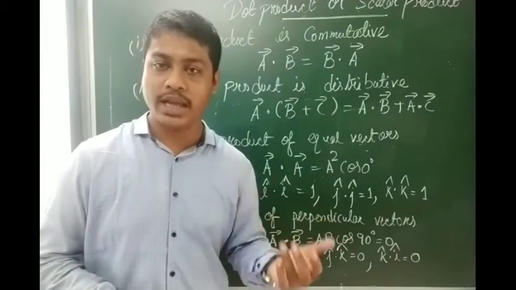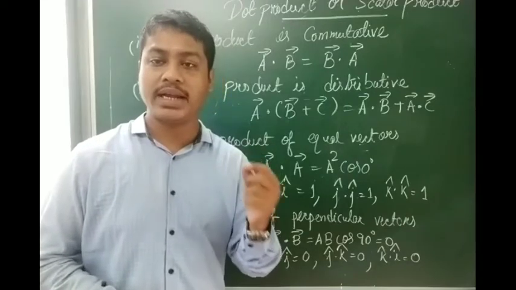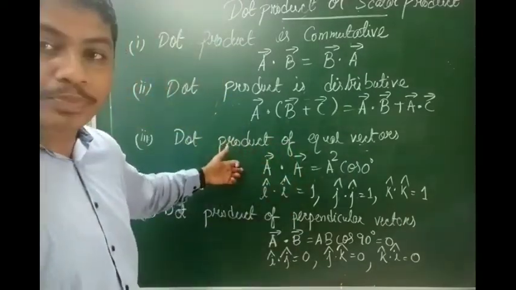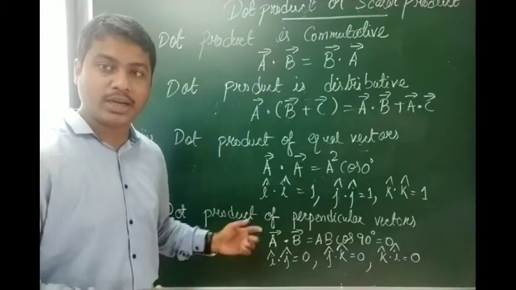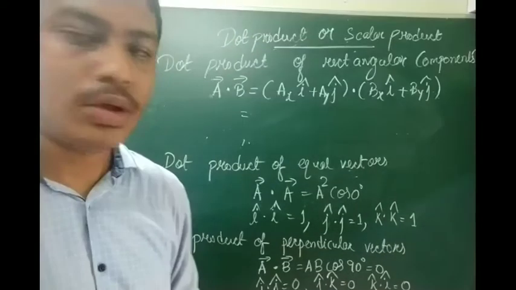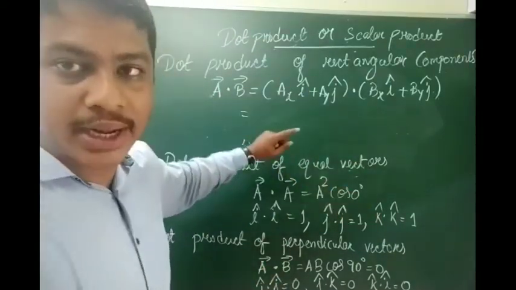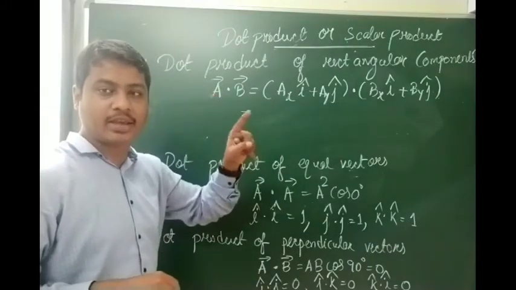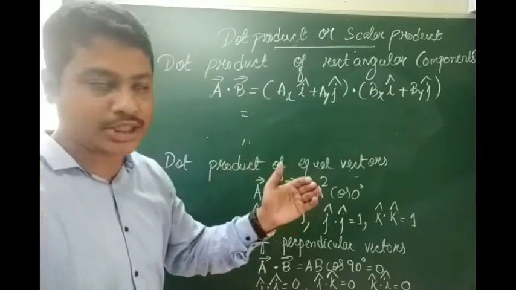Let us move to the next property, that is property number 5, dot product of the rectangular components. For that we have to use property 3 and 4. Let us look into that. So the dot product of the rectangular components, that means A dot B. Rectangular components means we have to split this A into x axis, y axis and the z axis. I am using only 2 dimensions, I am not using the third dimension.